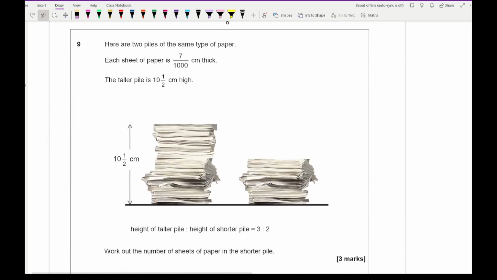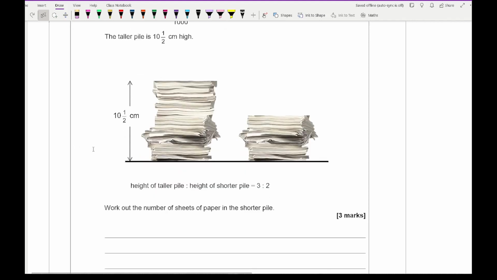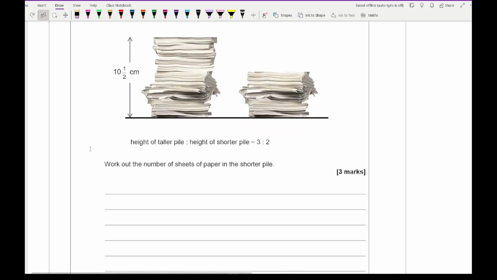Now question 9 says here are 2 piles of the same type of paper. Each sheet of paper is 7/1000 centimetre thick. The taller pile is 10.5 centimetres high. The ratio of the taller pile to the shorter pile is 3 to 2. Work out the number of sheets in the shorter pile.